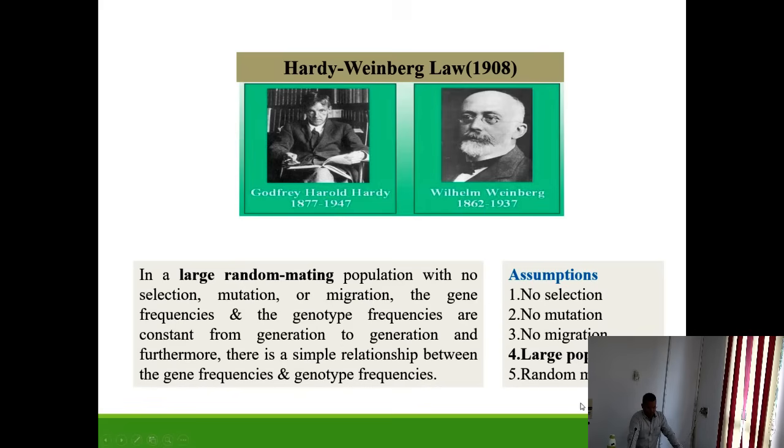Now coming to the simplest model, the Hardy-Weinberg law. These were the assumptions. In mathematics, as we all know, we always start from simpler forms. So they said that if there is no selection, no mutation, no migration, and the population is very huge, and there is random mating, then the gene and genotype frequency remains constant from generation to generation. This was the simplest of all models, by Hardy and Weinberg in 1908. They discovered it independently.